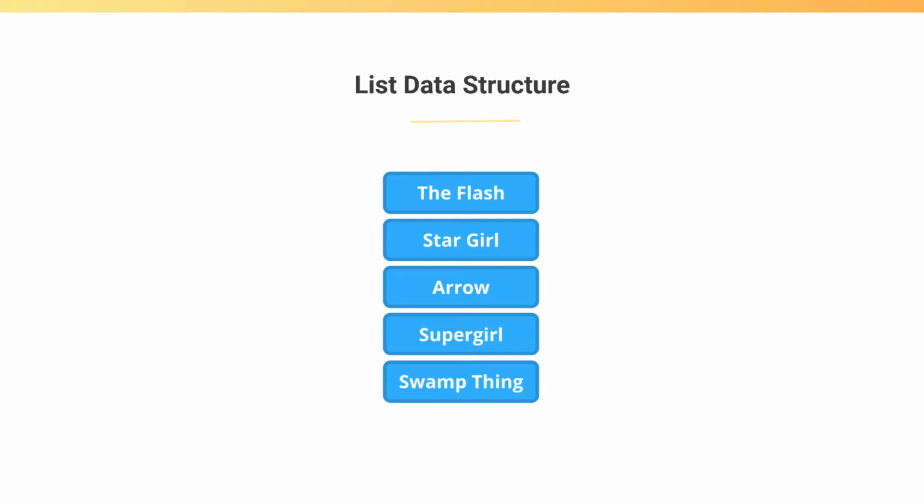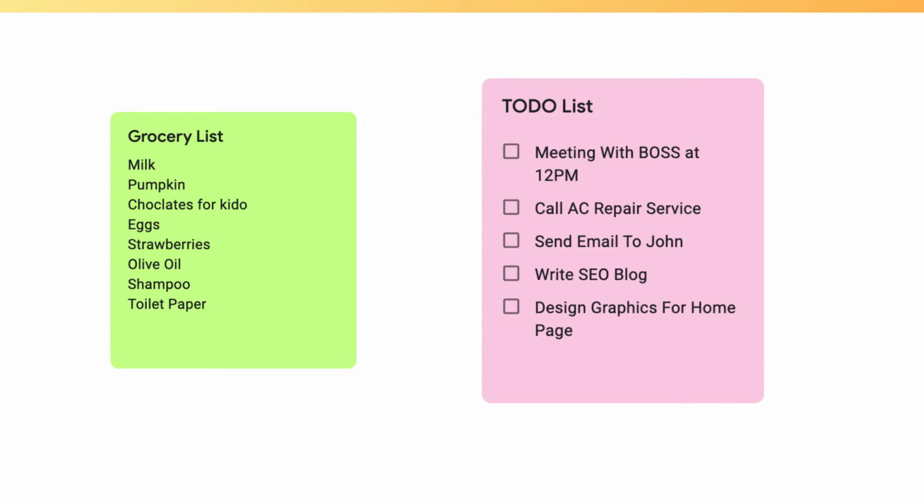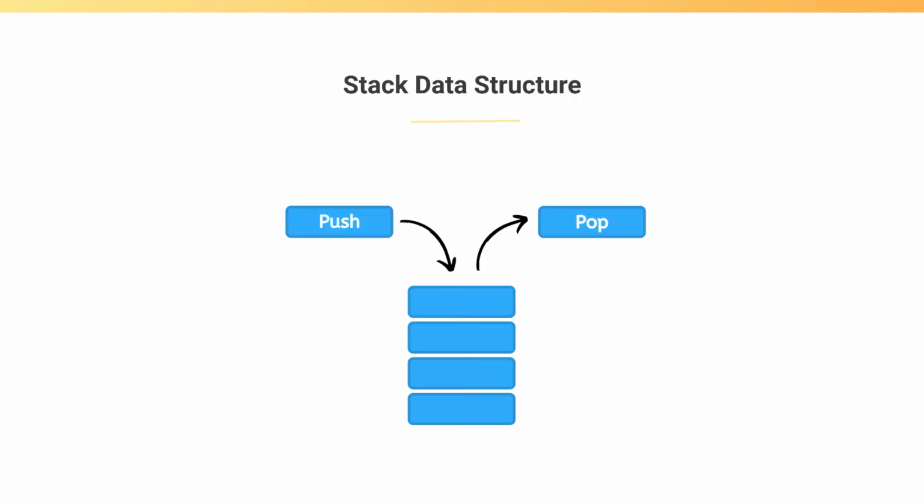So if you want to create any kind of simple to more complex list, like this simple grocery list or to-do list, well, this is the data structure you're gonna need. After that, we're gonna talk about stack data structure.